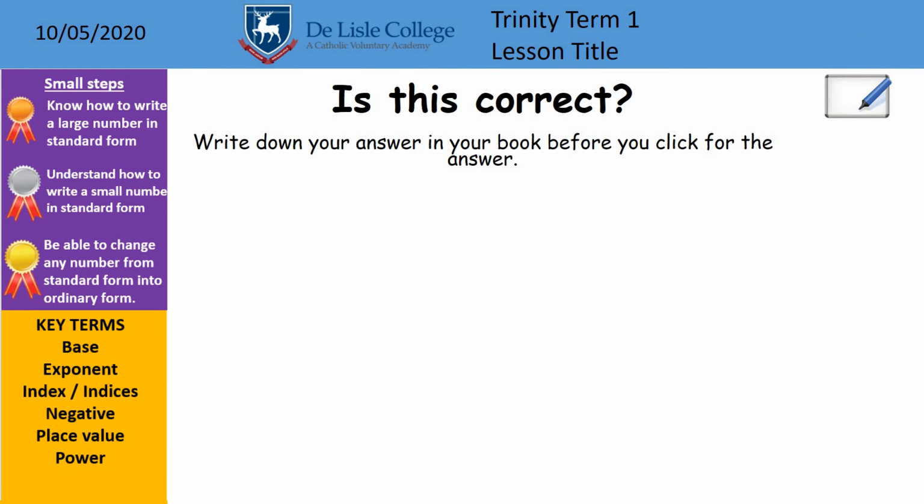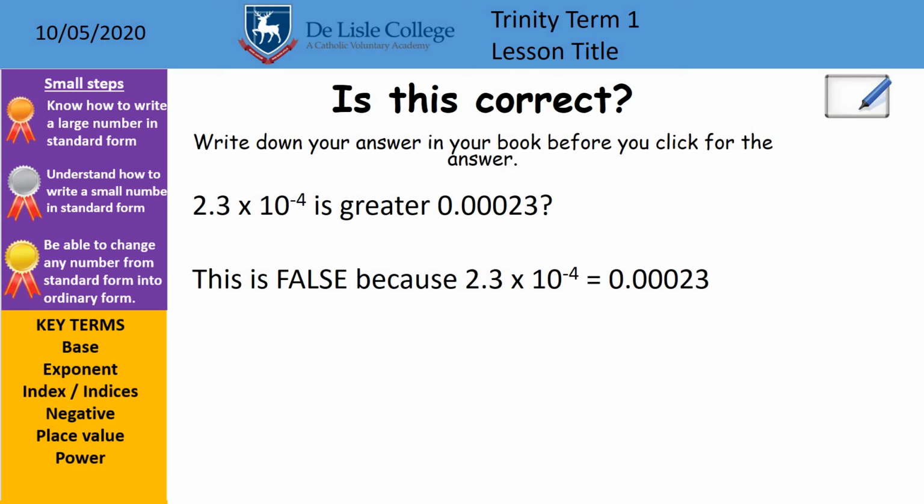Is this one correct? Write it down before you click for, oh, I've got the answer at the same time, sorry. Is 2.3 times 10 to the power minus 4 greater than that? No, it's not. It's false, because they're actually equal.